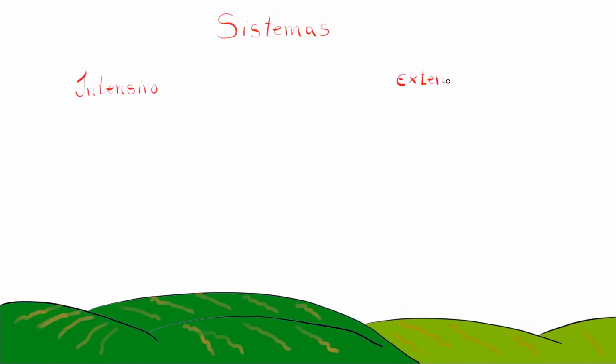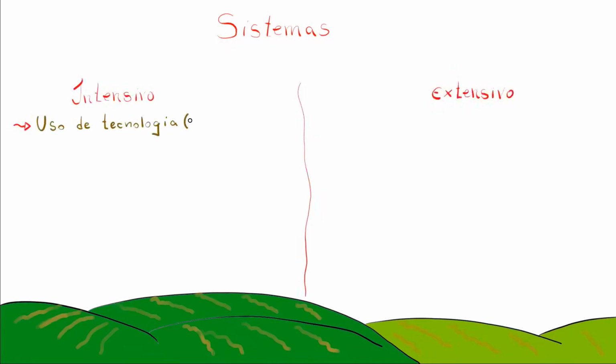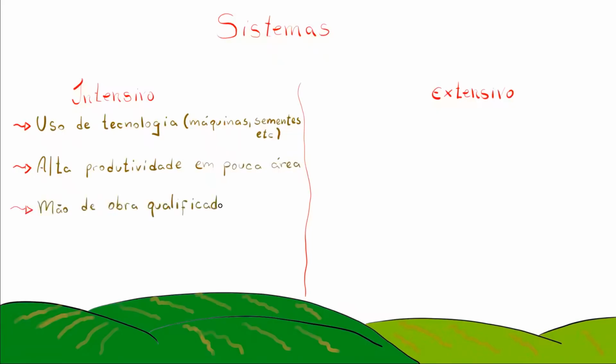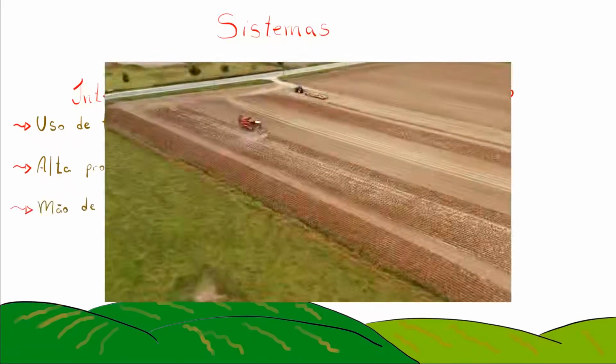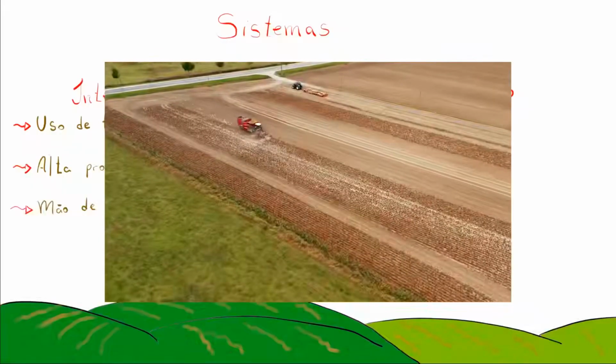All right, with that introduction done, let's now move on to the agricultural systems themselves. And it's essential for us to start by differentiating intensive systems from extensive ones. I'm sure you've already heard about this at school, haven't you? So the intensive system, notice the word intensive. Intensity refers to high productivity. So within the intensive system, there's also a lot of use of technology, advanced machinery, fertilizers, pesticides, genetically modified seeds, right? Transgenic seeds. This system also uses highly qualified labor and focuses on high productivity, even in limited areas.